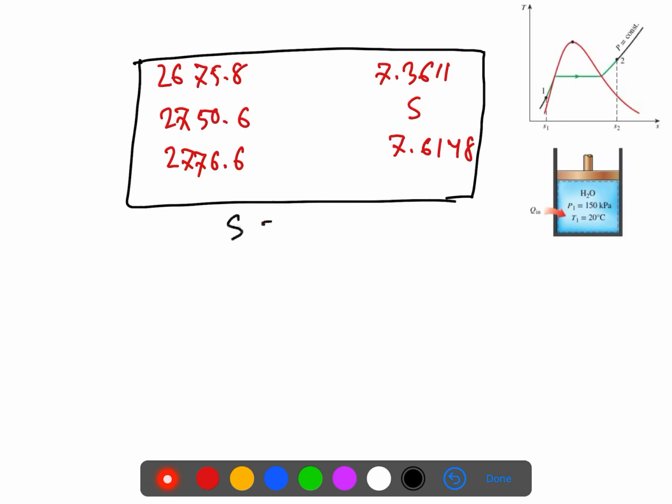From this interpolation we will get s, that means the entropy for this value. It could be something like 7.5492 or something like this. This calculation is not 100% appropriate. And this is for 100 kPa.